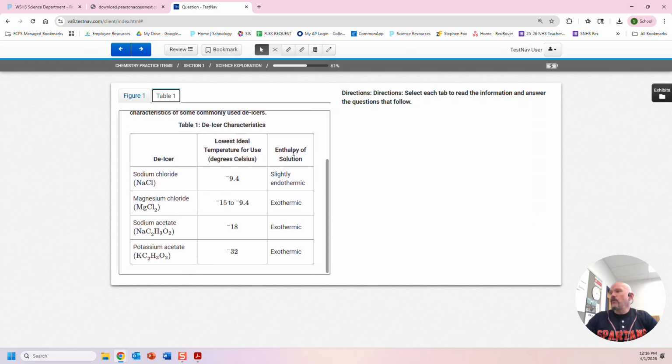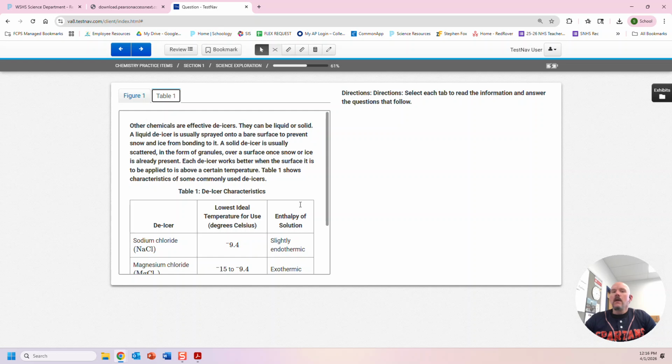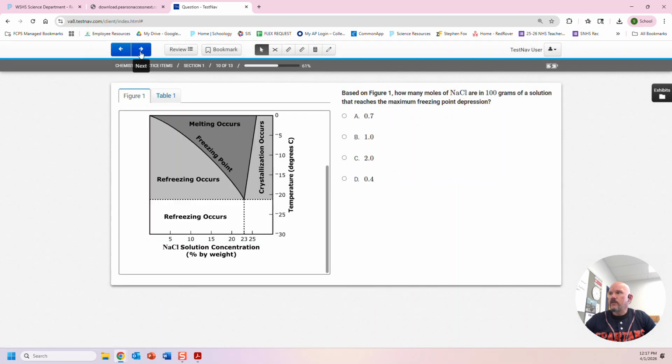And then enthalpy, remember, enthalpy is the same thing as heat, right? And enthalpy of solution is like the delta H of solution, the change in heat of solution. So this is telling you when you dissolve sodium chloride, it actually absorbs energy as it dissolves. But when you dissolve these salts, they're exothermic as they dissolve. So that means as they dissolve, they release energy to the surroundings. Okay. All right. So those are the tables, and let's get to the first question.